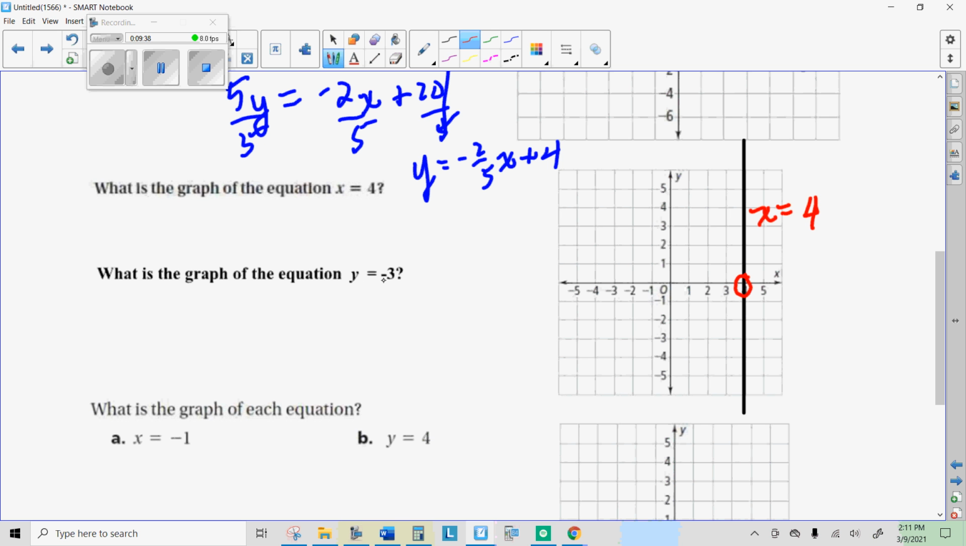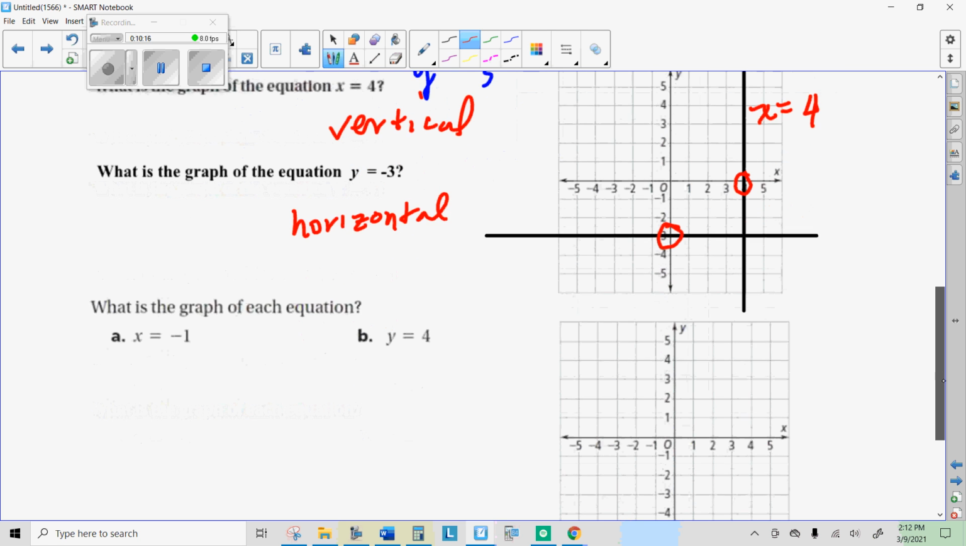And then y equals negative 3 is going to be a horizontal line because the slope is 0. So we're going to just draw a horizontal line in, and then we're going to just place it at negative 3 on the y-axis, right there, because at that spot y is equal to negative 3, and then all those points. So this will be a horizontal line at y equals negative 3, and this will be a vertical line at x equals 4. Okay, so why don't you do the next two, see if you get them right.